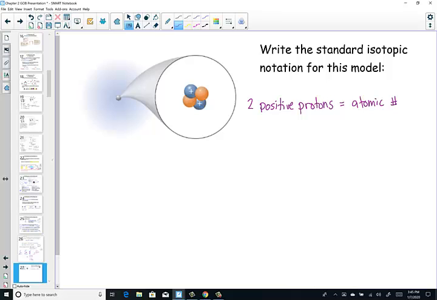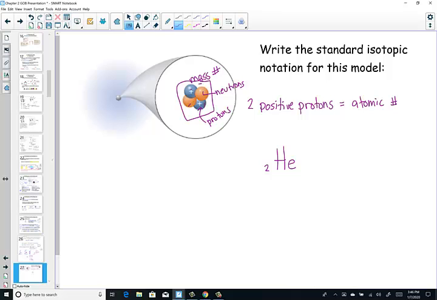I'm trying to find my chart. Here it is. Yep, number 2 is helium. So I can tell you that helium with the elemental symbol He is the identity. I know that a subscript to the left will give us the atomic number. And the top number is the mass number. And that's found by adding the neutral neutrons to the positive protons. How many total particles?